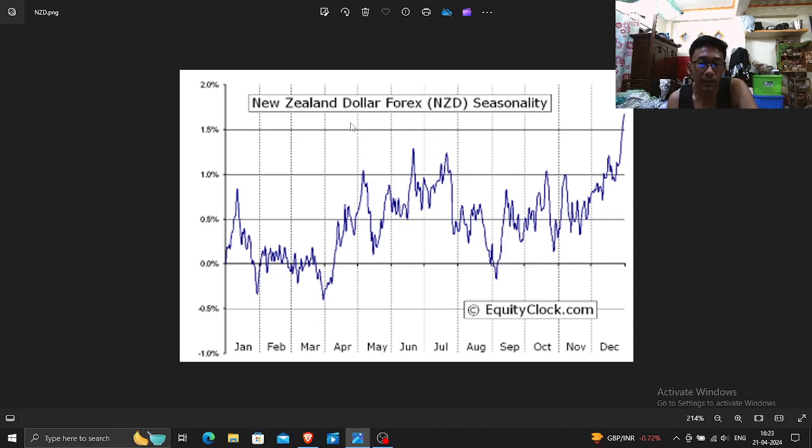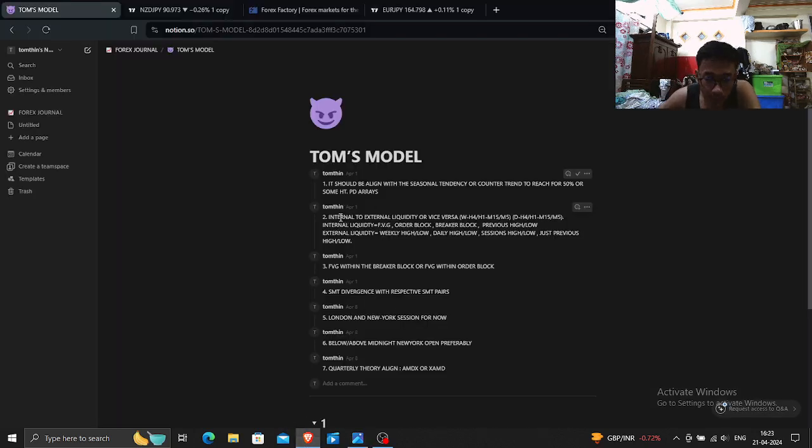I tend to take more trades where it is in favor of the seasonal tendencies, where it has the same direction as the seasonal tendencies. So yeah, this is my first. The second one is internal to external liquidity or external to internal liquidity.